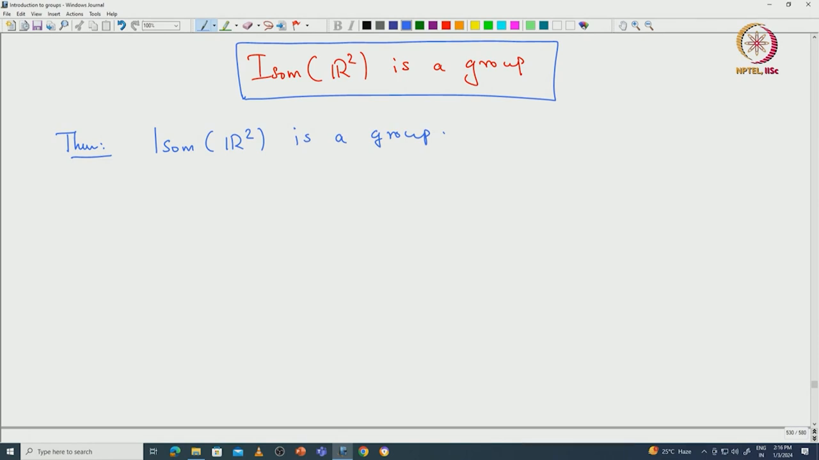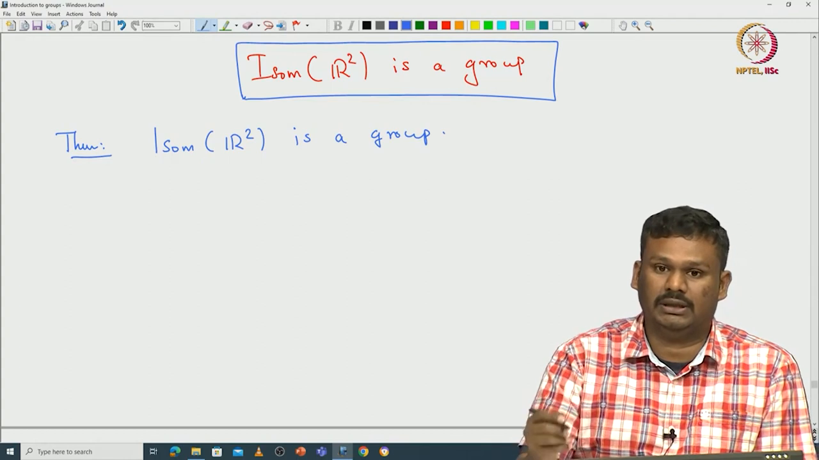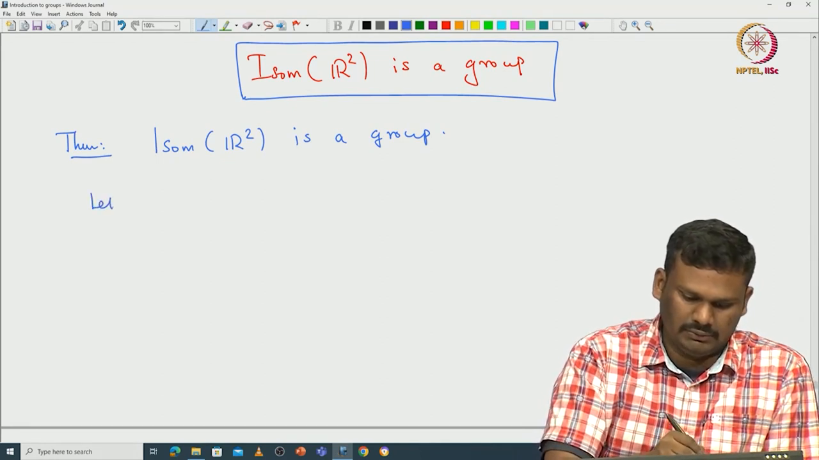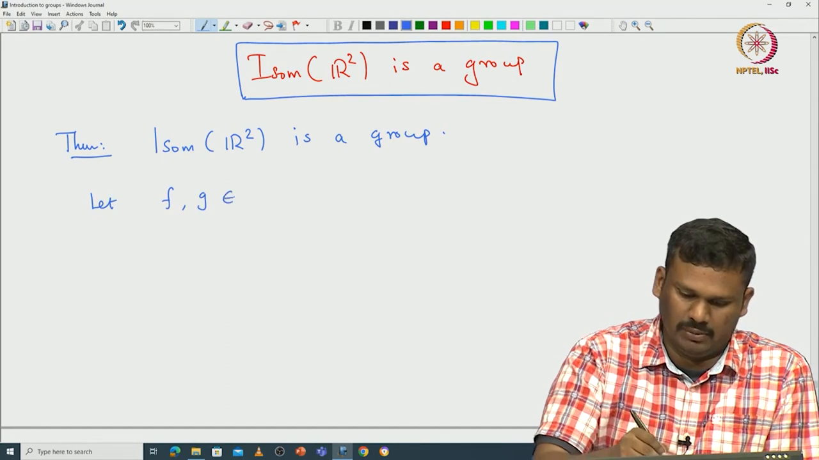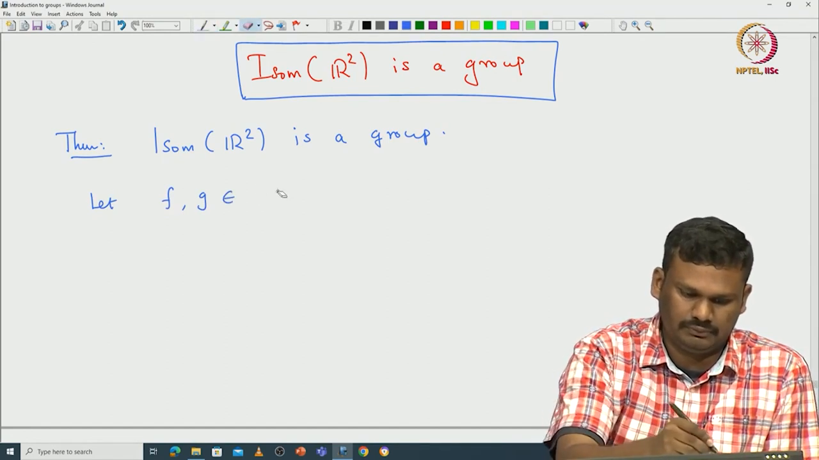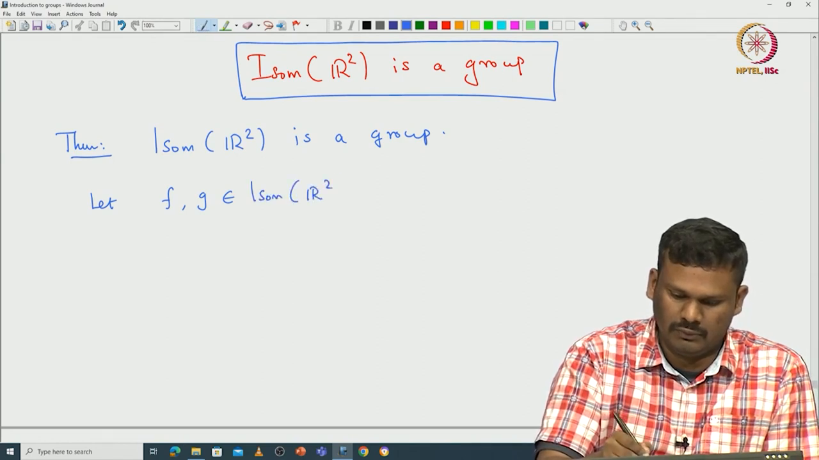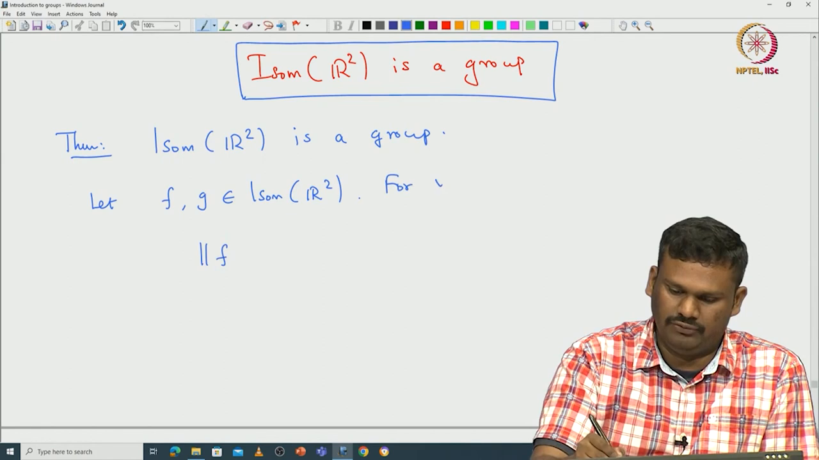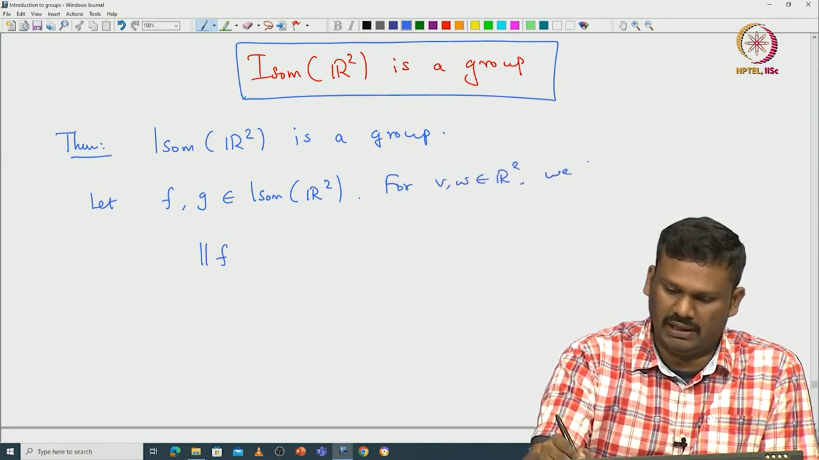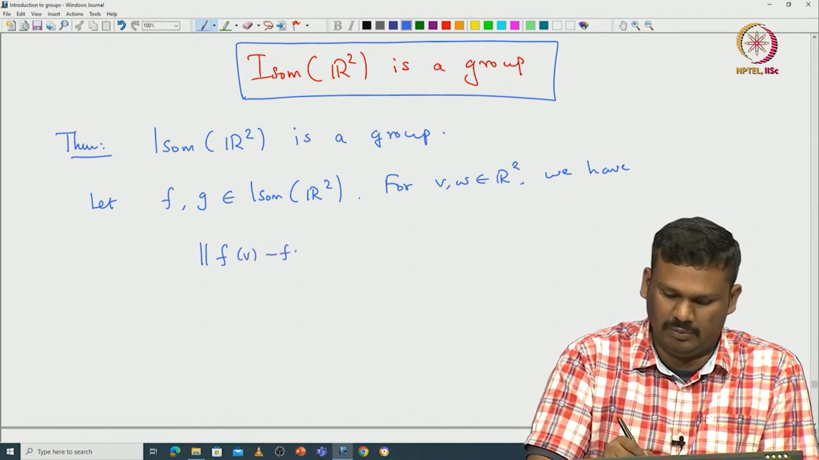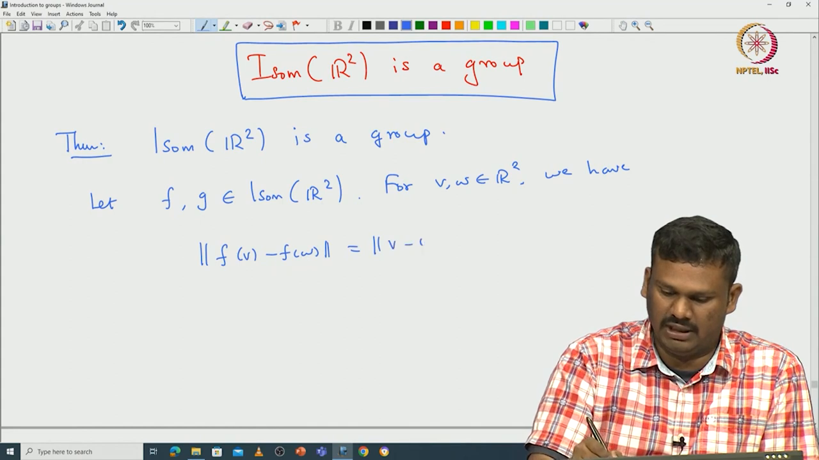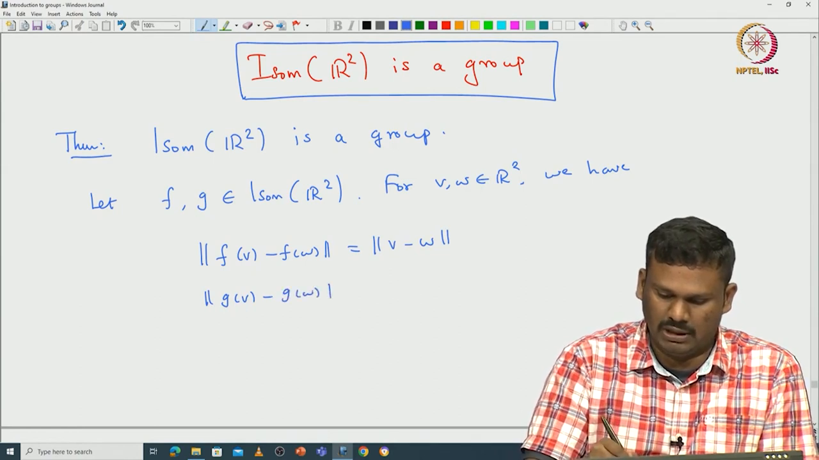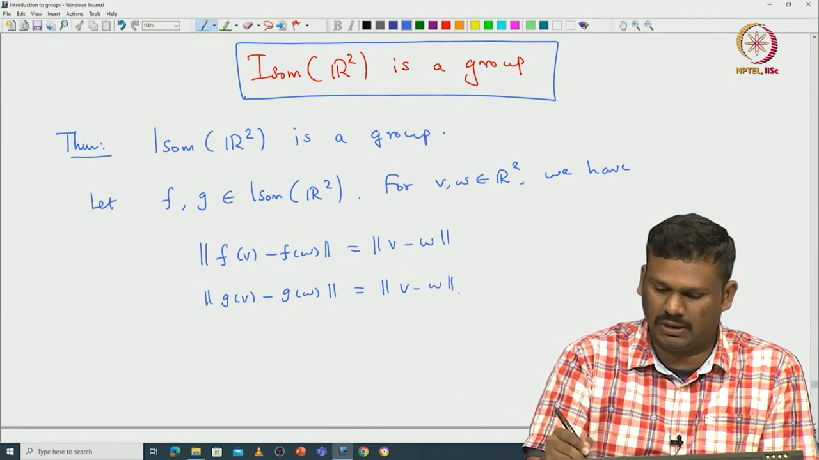If you take two isometries from the isometries of R2, then the composition is again an isometry, which is easy to see. Let F and G be isometries of R2. Then we know that both F and G preserve distance. In particular, for v, w in R2, we have that the distance between f of v and f of w is the same as the distance between v and w. Similarly, the distance between g of v and g of w is the same as the distance between v and w. So this is true.